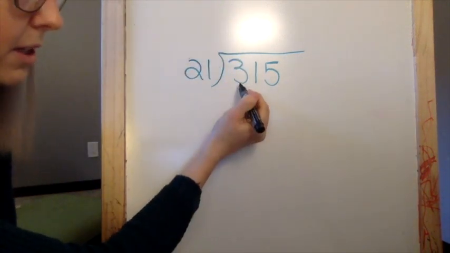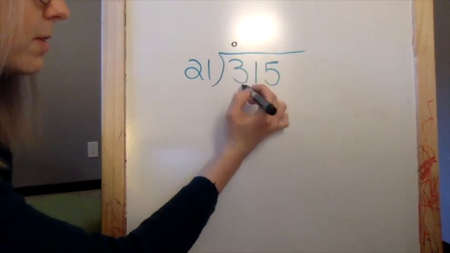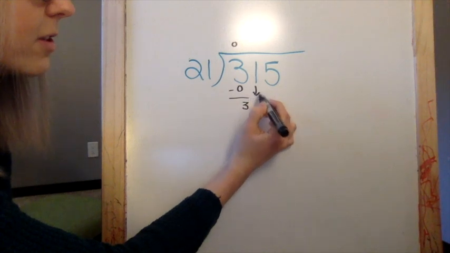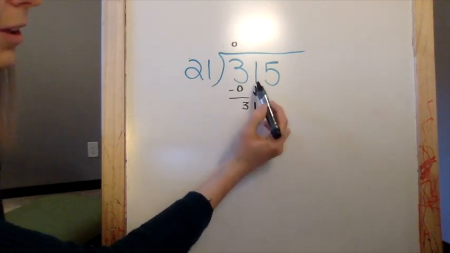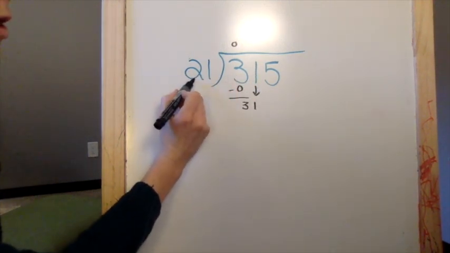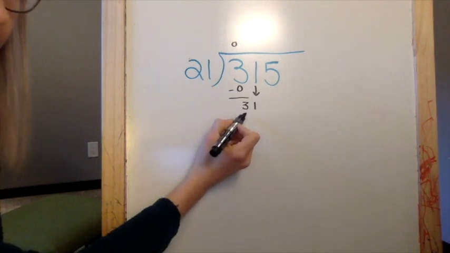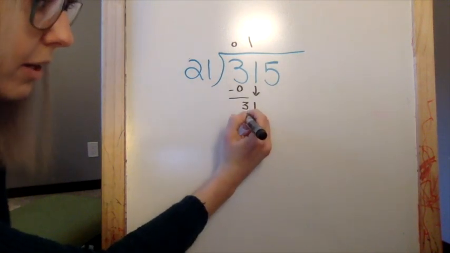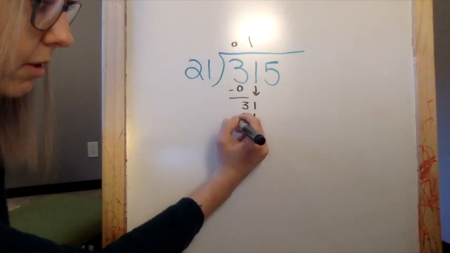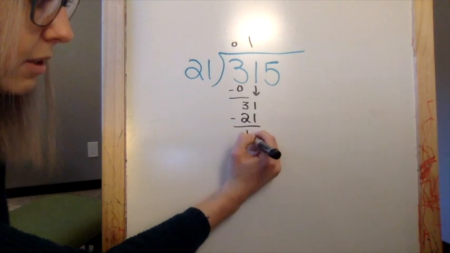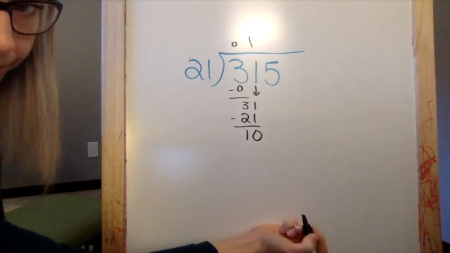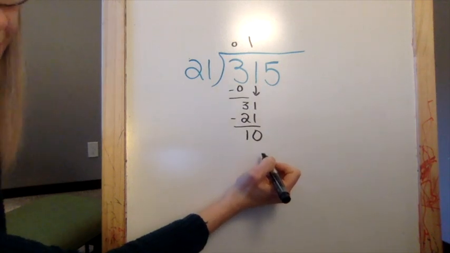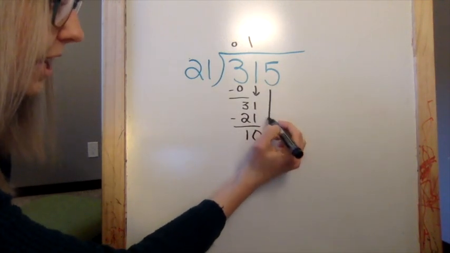21 isn't going to go into 3, okay, 0 times. I'm just doing this part to show you it's the same. If this is your process, you can also just look at 31. So how many times does 21 go into 31? It goes in 1 time. 21 times 1 group of 21 is 21. We're going to subtract for a difference of 10. Okay, does 21 go into 10? No, it does not. So we bring down this 5.